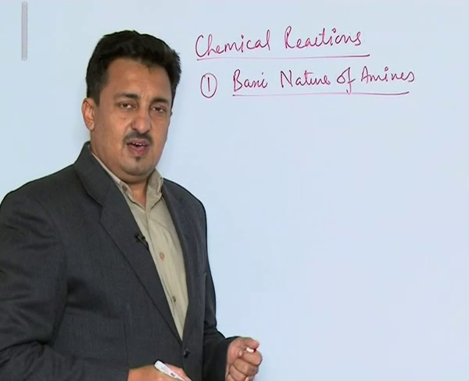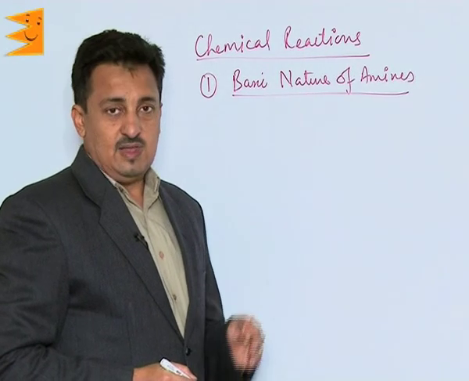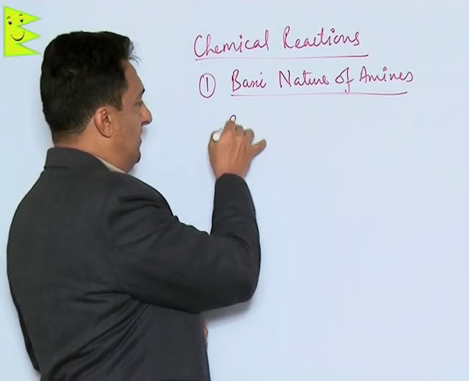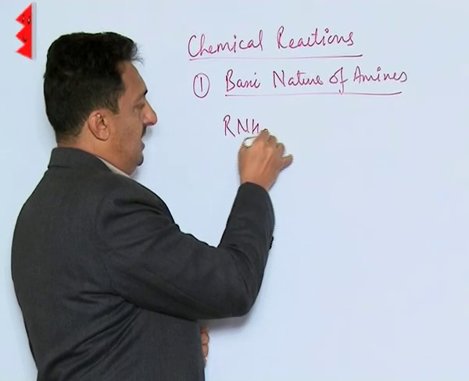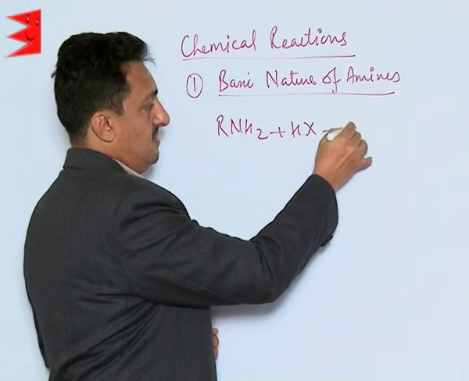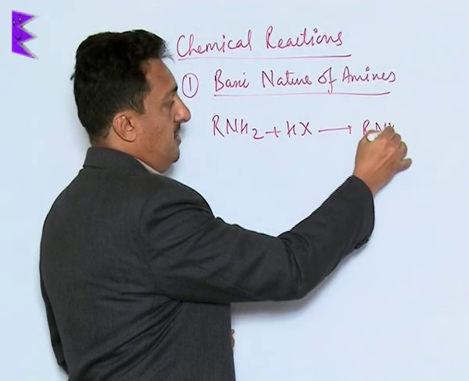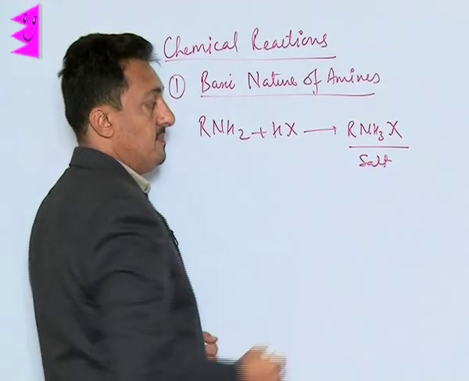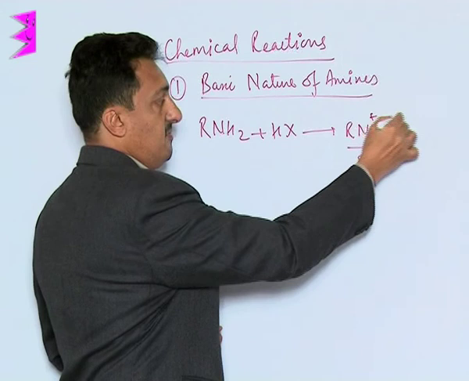See, amines are, due to the presence of that lone pair on the nitrogen, very good Lewis bases. This can clearly be seen when we react them with any of the halogen acids. They form the corresponding ammonium halide salt. So this salt is formed.